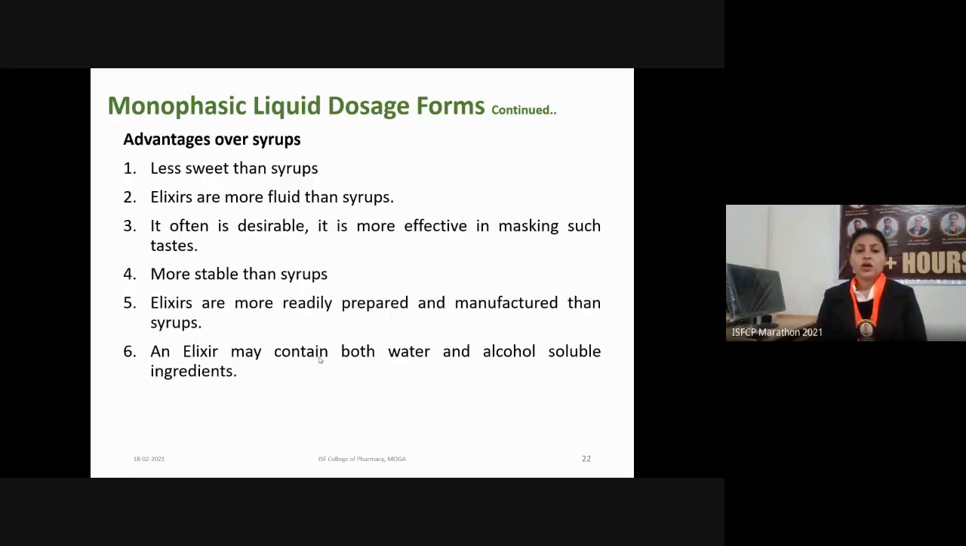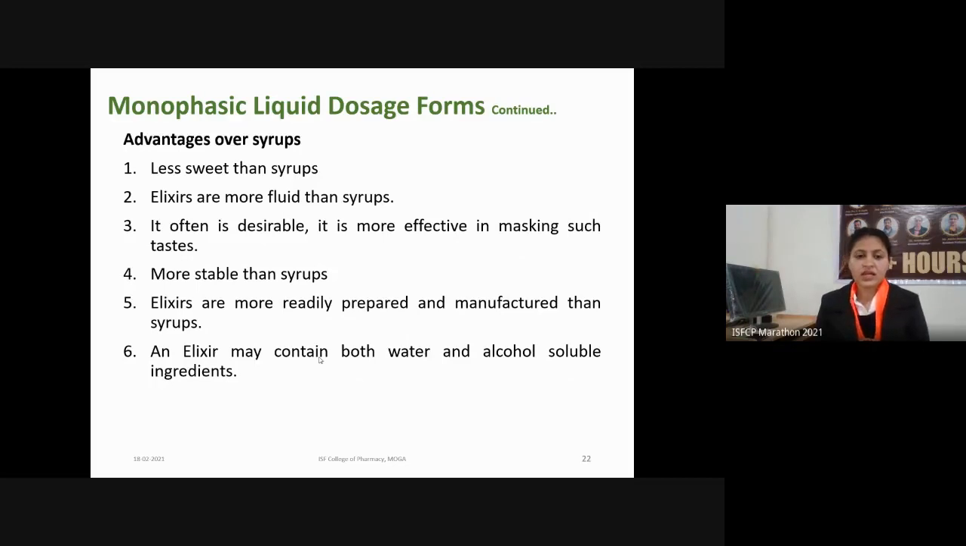What are the advantages of elixirs over syrup? How are elixirs more suitable than syrups? The first advantage is that elixirs are less sweet than syrups. Syrups are very sweet in nature, but elixirs are less sweet.